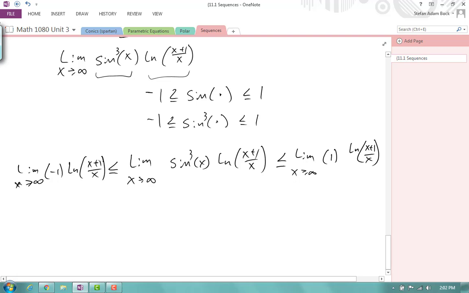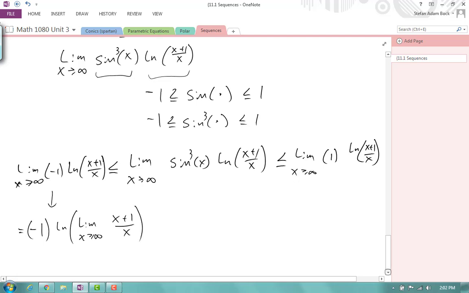But I can evaluate these limits. This is equal to the negative 1 factors out from limit laws, and the limit moves in because the natural log is continuous, so this is the natural log of the limit as x goes to infinity of (x plus 1) divided by x. And there's a couple of ways I could go about this one.